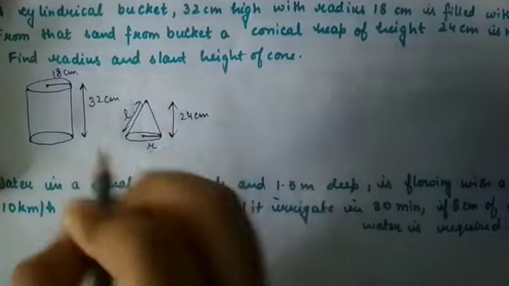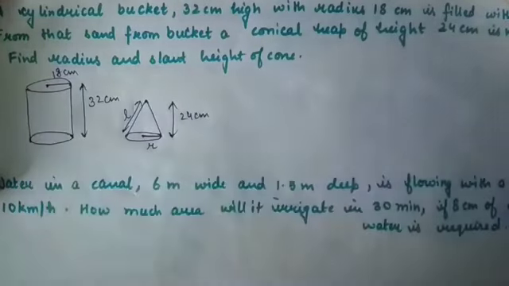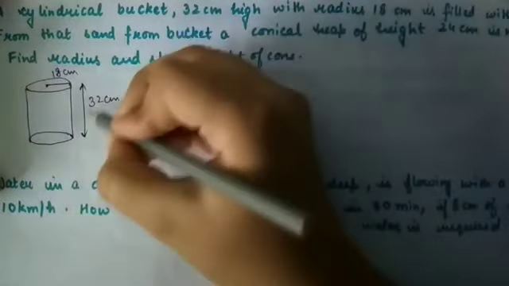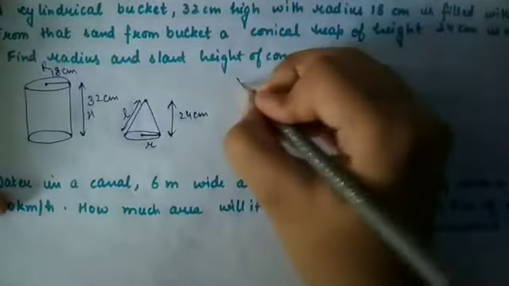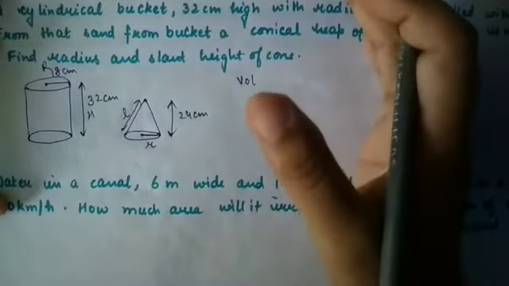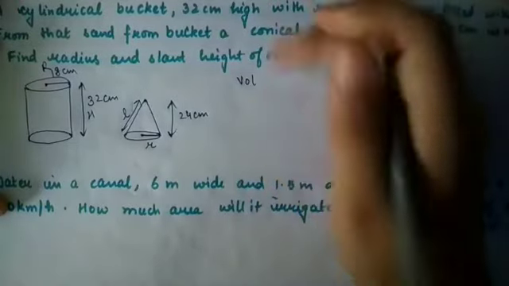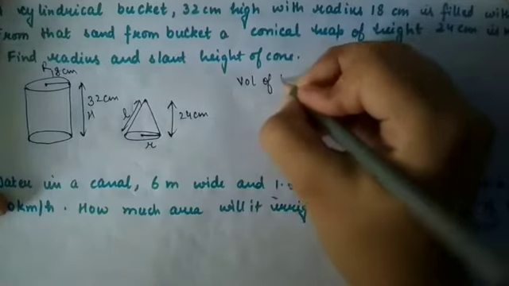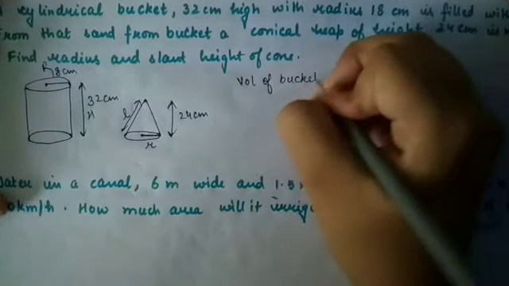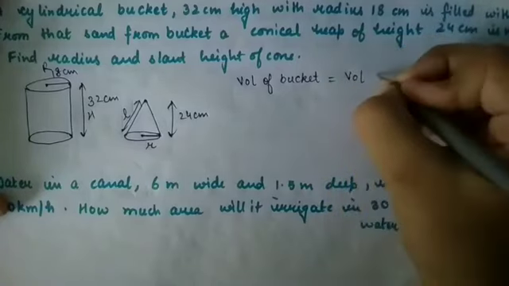So this is also very simple. Suppose this is capital H, height of the cylinder, and capital R, radius of the cylinder. So you will equate volume, because the sand is same, so the volume of sand will remain same. So we will say volume of cylindrical bucket is equal to volume of conical heap.